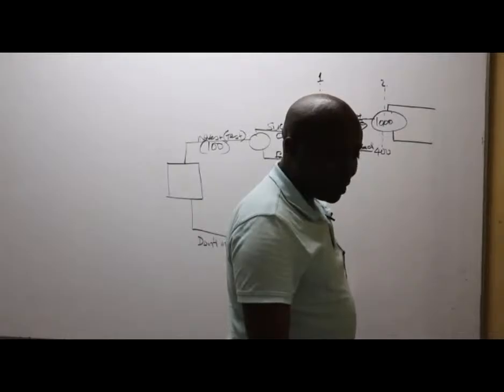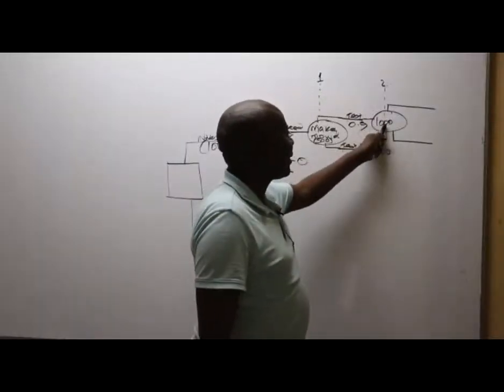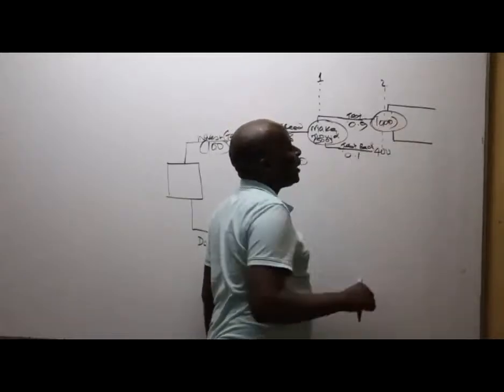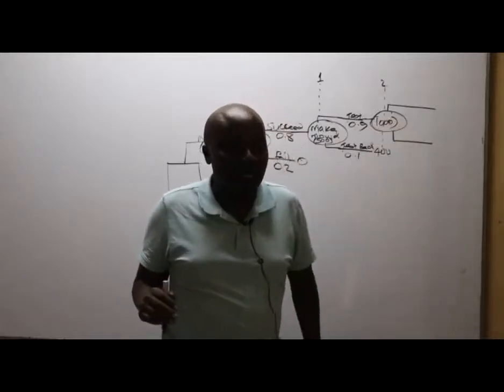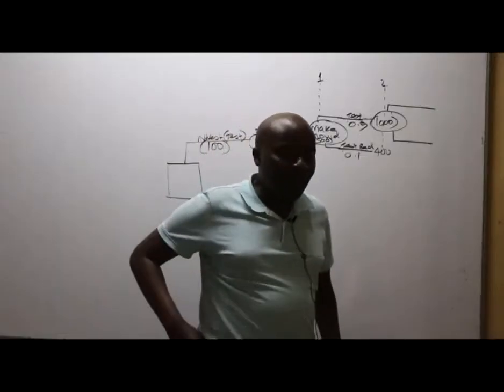They've told us here that phase 3 consists of changing over the farm's current production line so as to be able to produce the new product. This will cost 1 million. In my case, it's 1,000 because I'm cutting the 3 zeros, at the end of year 2. If you're keen, you must have realized that I'm having this 1,000 coinciding with year 2. And remember, this is a cost, so it must be put inside brackets like that.